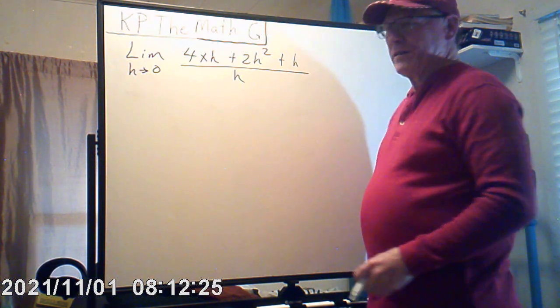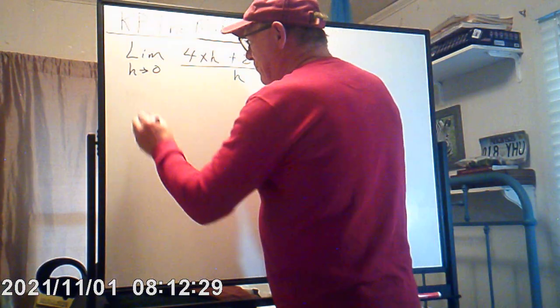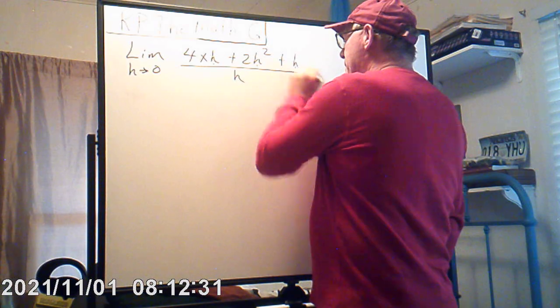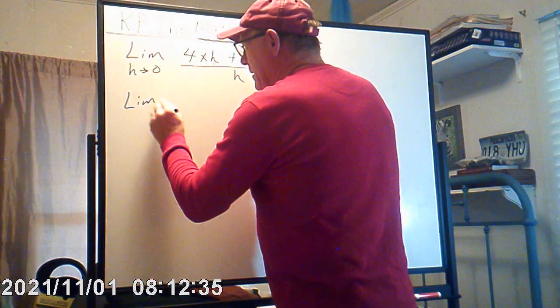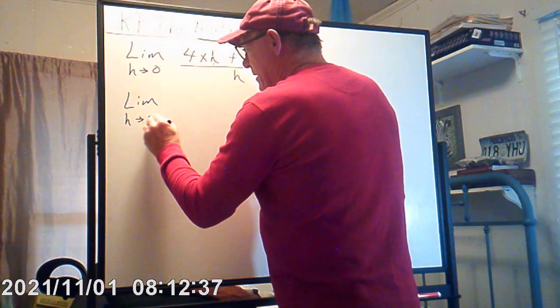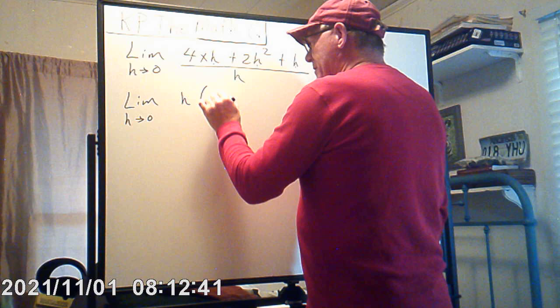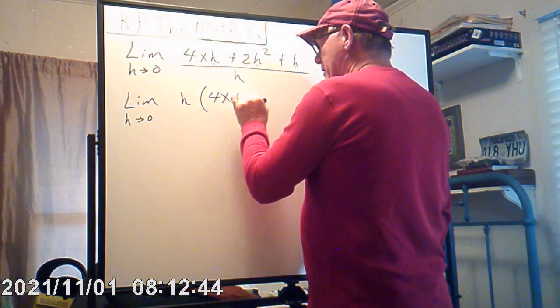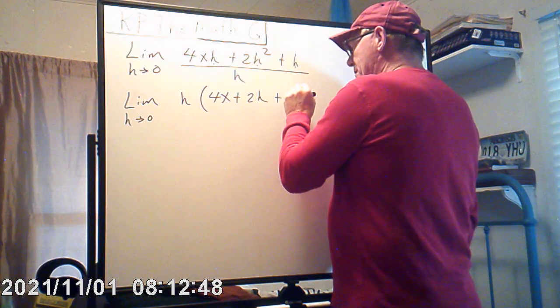Every time you get down and you've already eliminated that alpha x over here, what's left? There's something that you can factor out. Seems like every time you can factor something out. Look at there. There's an h in every term, isn't it? So let's see. There's the limit as h approaches 0. Okay. Let's take out the h, and we're left with 4x plus 2h plus 1, right?